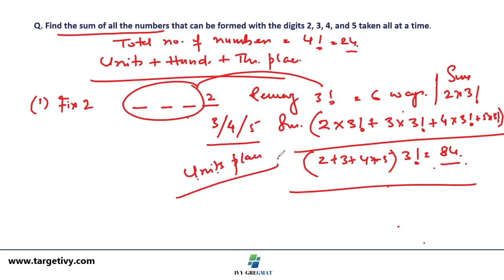This is only for the unit space. Now, what to do for the rest of the places? For the tens place, it is 84 into 10. For the hundreds place, 84 into 100. For the thousands place, it will be 84 into 1000.